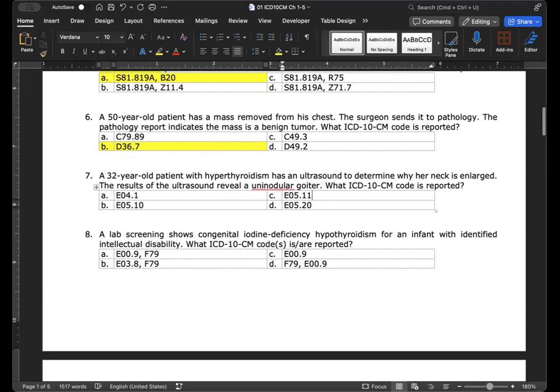Okay. Number 7. So we have a 32-year-old patient with hyperthyroidism and they have an ultrasound to determine why her neck is enlarged. The results of the ultrasound reveal a uninodular goiter. So what code should we use? So let's do this one from looking at the alphabetic index. What main term should we go look at? Goiter. Okay, let's go look at goiter.